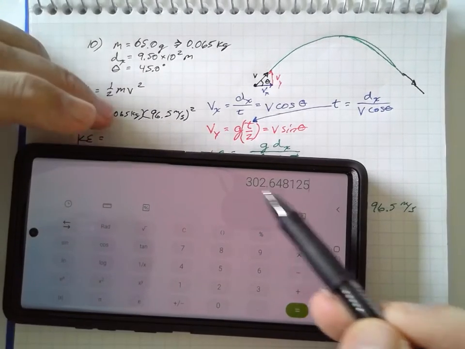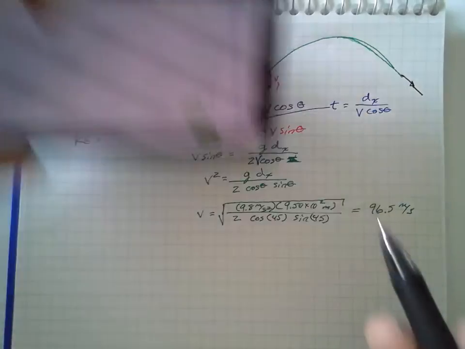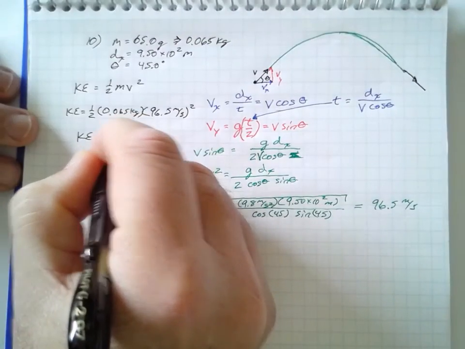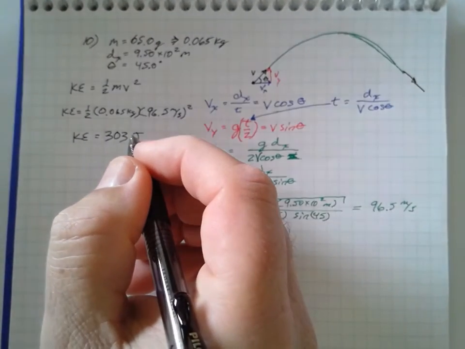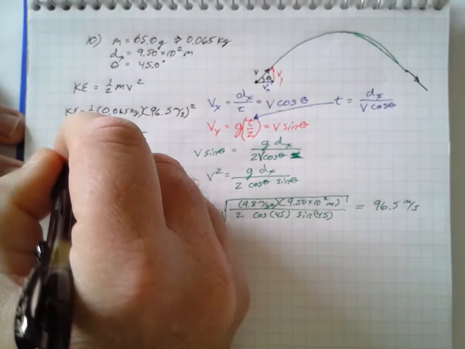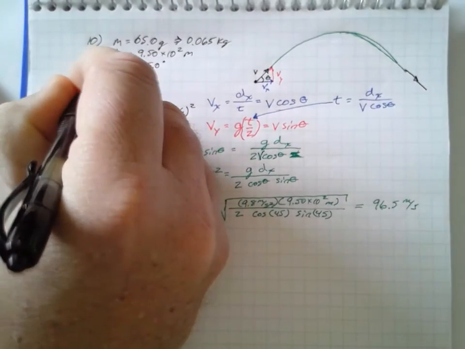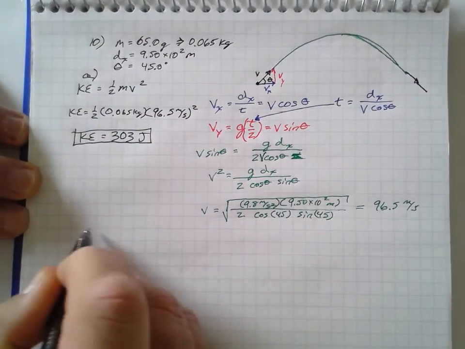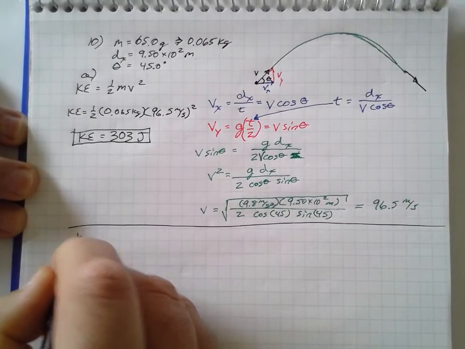So 303, we're going to round, 303 joules. So kinetic energy equals 303 joules. Okay, that's my answer for part A. So let's label that A right here. All right, close this off right here, and then we're going to do B.